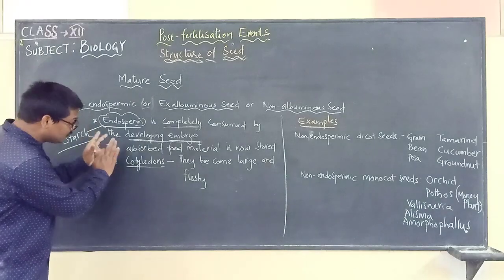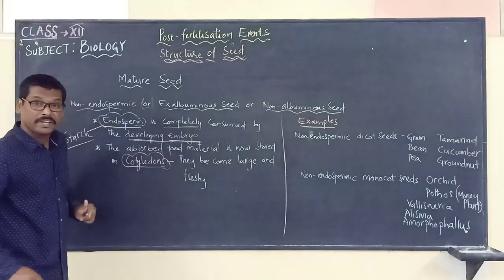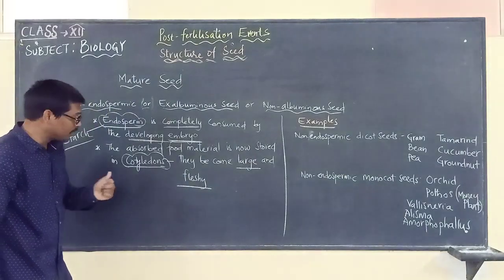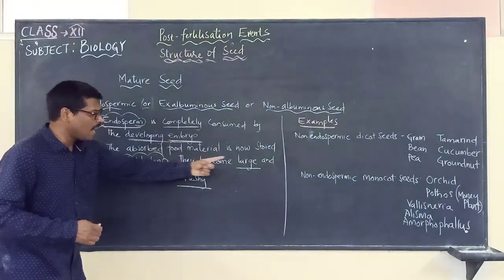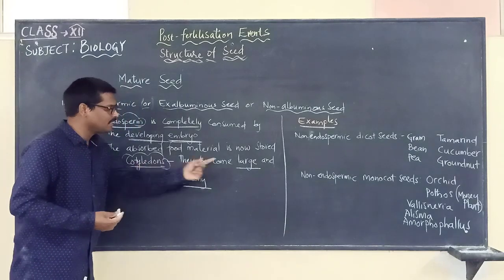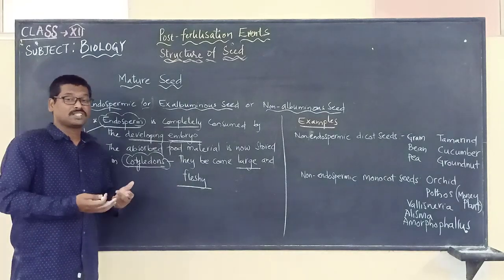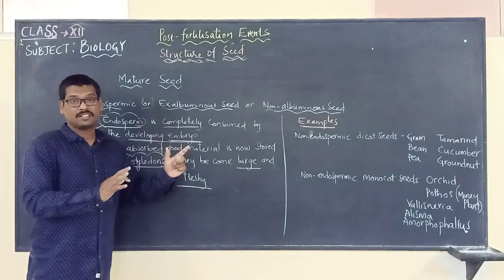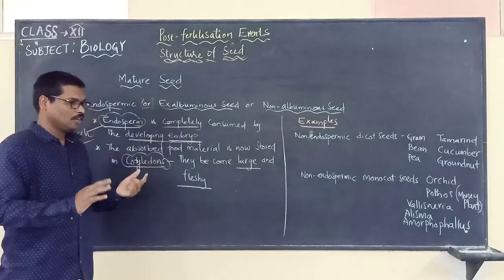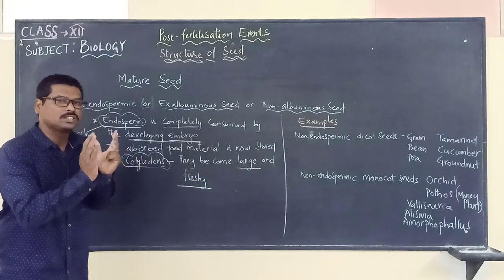That's why in this case the cotyledons will become large and fleshy. Why are they large and fleshy now? Because they are rich in the food material. In the other type, we will see that because the endosperm is present, the cotyledons will not be large and fleshy. They will be thin. But here we have to remember that large and fleshy cotyledons indicate that they are rich in food material.